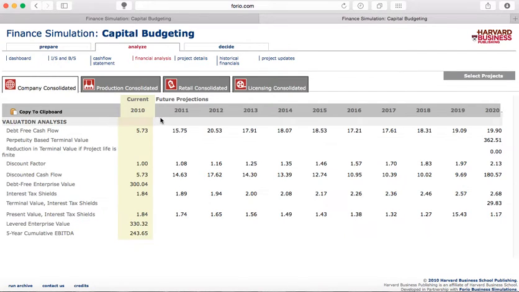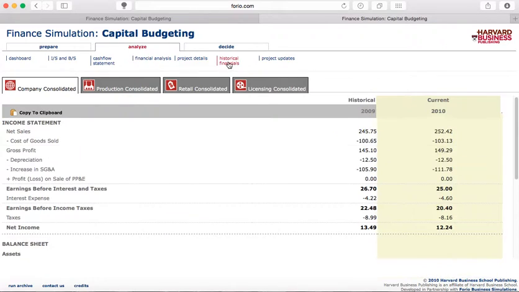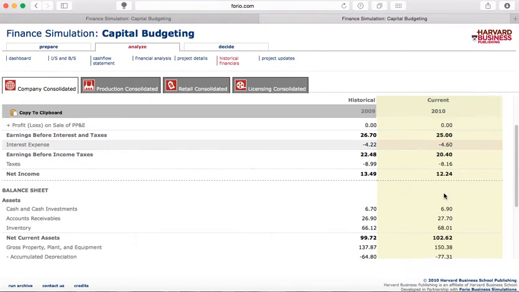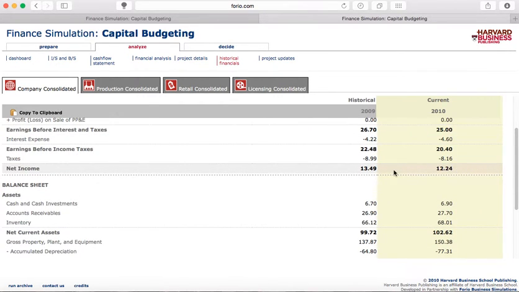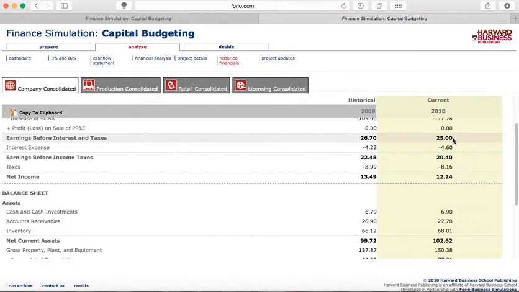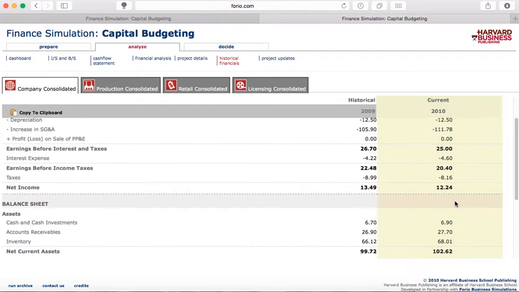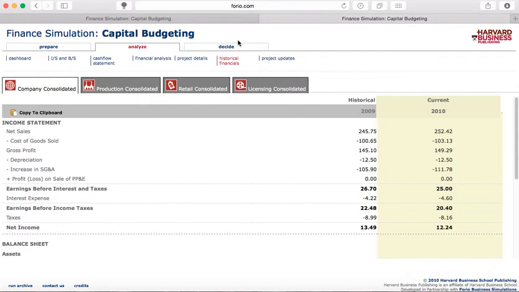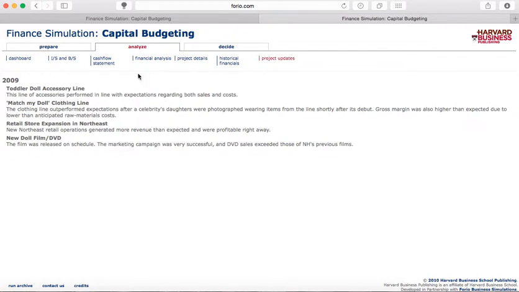Once again, these numbers are still pretty positive. Going to the historical finances is where we can compare these more closely, and we'll be doing this for the next few years. We can see that our net income did decrease slightly, as well as our earnings before income taxes, but these are once again recoverable. Checking our project updates, we'll see why some of these things may have decreased.